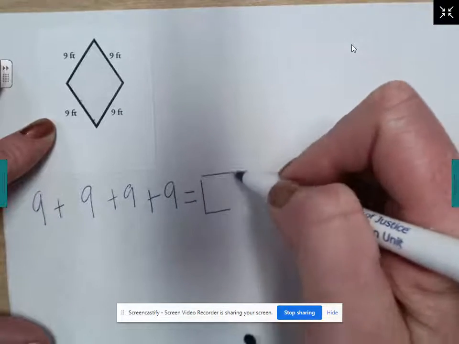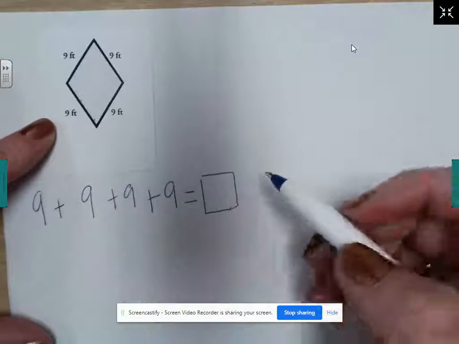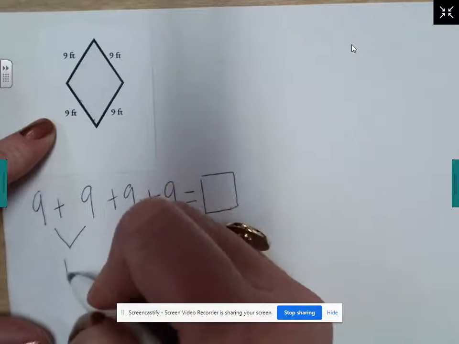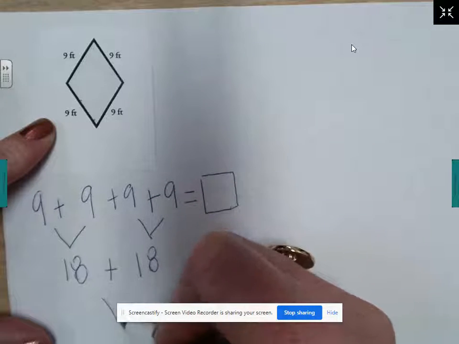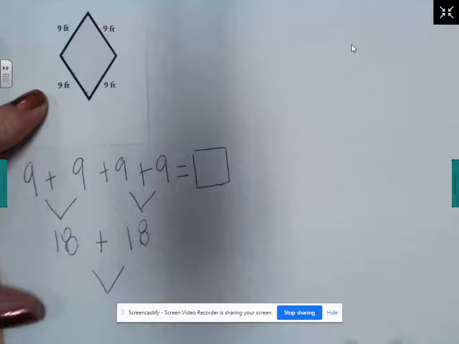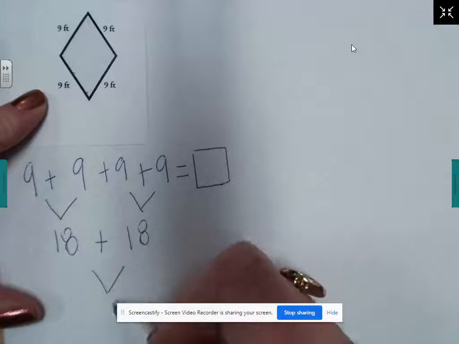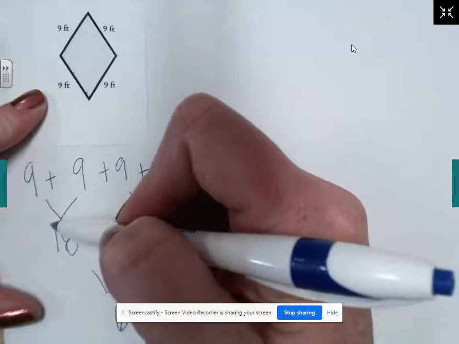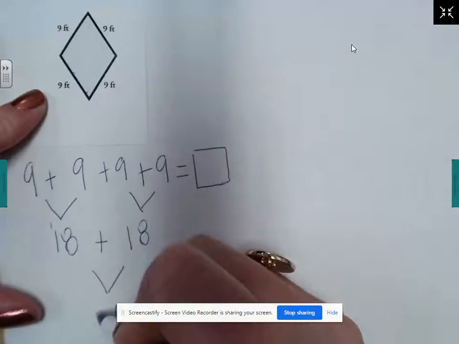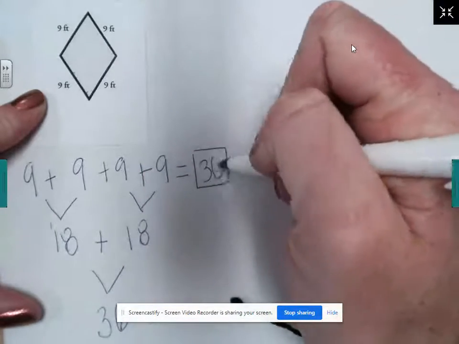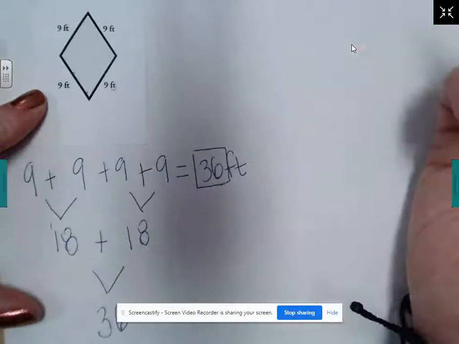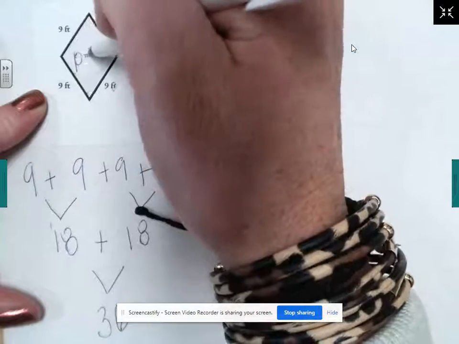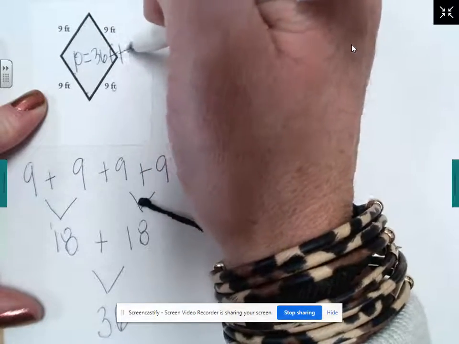All right, so how do we figure out what the perimeter is? You simply add it up. I know that 9 and 9 is 18. This is also 18, but I need to add these together. Any ideas on what that might be? 18 and 18. If I start with my ones, 8 and 8, that's 16. Let me bring my 1 to my tens. That's 3 tens. The answer is 36. The perimeter is 36. Remember, we have feet. 36 feet is the perimeter. So we could do P for perimeter equals 36 feet here.